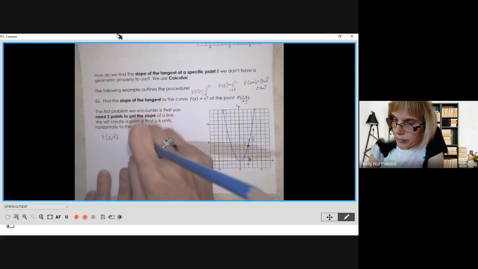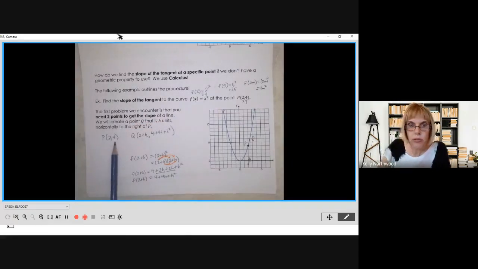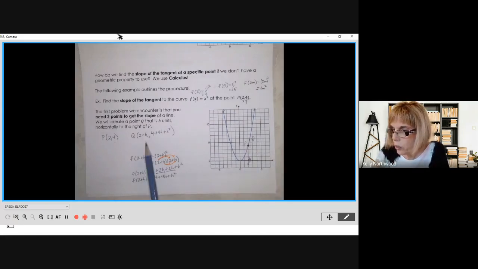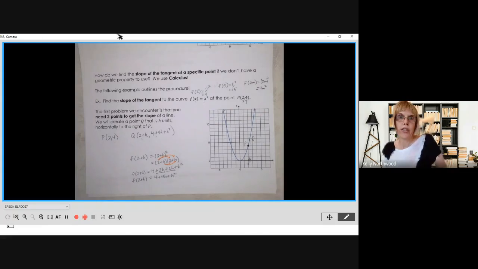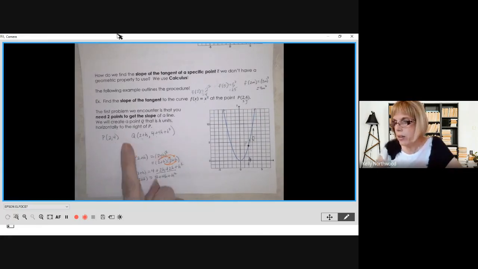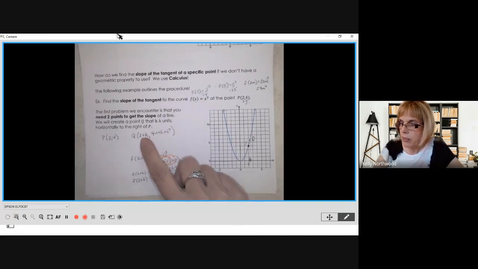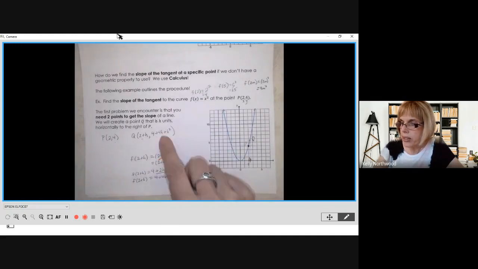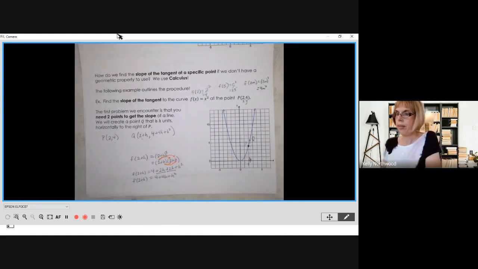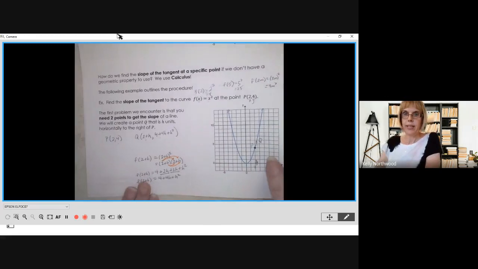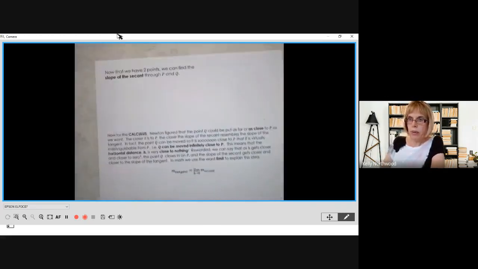So there's our 2 points. So there's our P, (2, 4). And then this point Q would have the coordinates (2 plus h, 4 plus 4h plus h squared). So our first problem we ran into is we only had 1 point, we needed 2, and we solved the problem by making Q be just a little bit to the right of P, that little tiny bit being h, and then substituting 2 plus h into our function to get the corresponding y value. All right. So we're going to leave us room on the next page then.